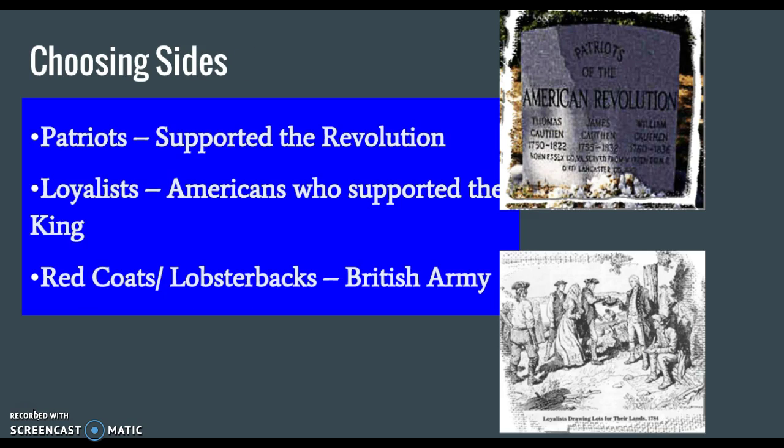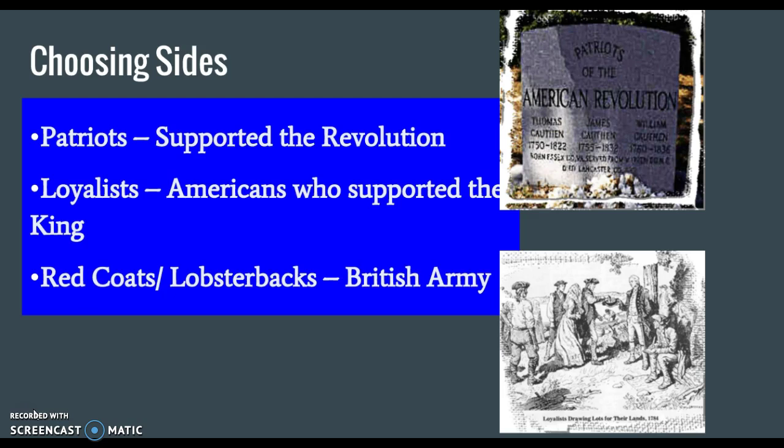Where teams were divided up to pick sides in the battle, American colonists were split. One third were for the revolution. They called themselves patriots. One third who named themselves loyalists were against it. One third apparently didn't care to choose sides.